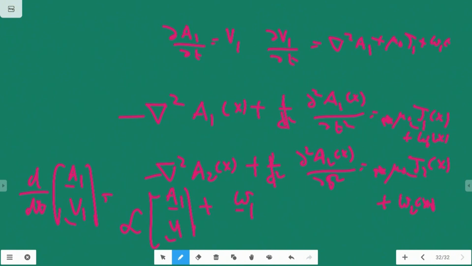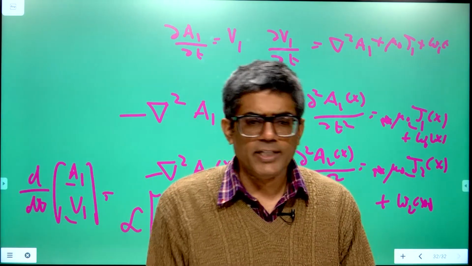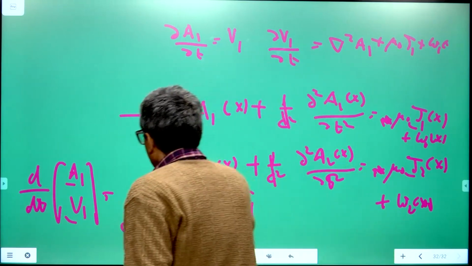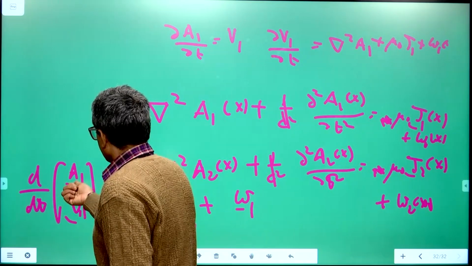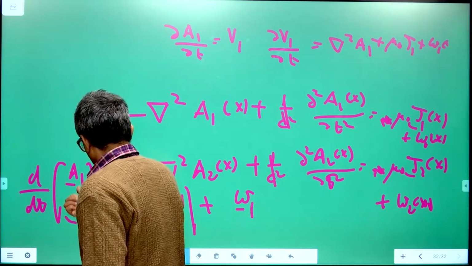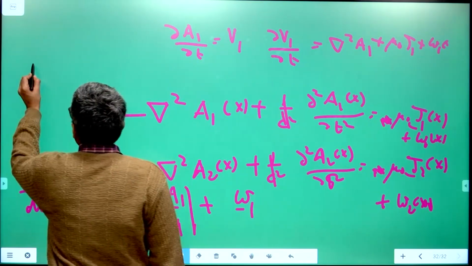Likewise I get for the second system. So then I take noisy measurements on the electromagnetic field at different points. The electromagnetic field is given by a linear operator acting on A1 and V1. For example, the electric field is minus del phi 1 minus del A by del T.